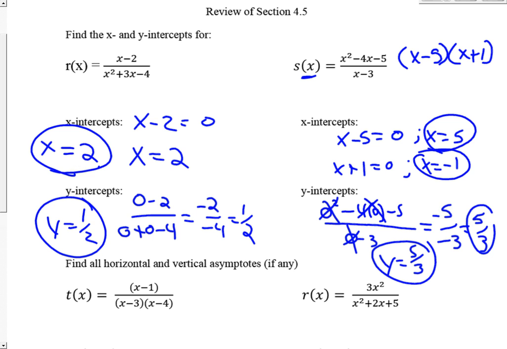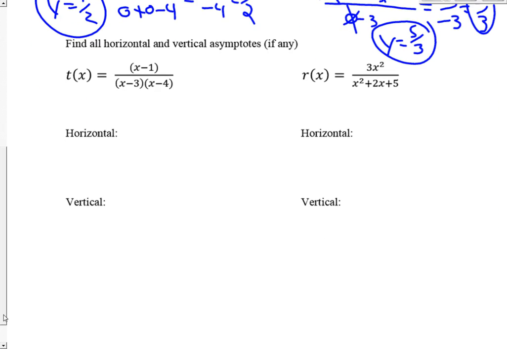All right. Next one down for horizontal and vertical asymptotes. So for horizontal asymptotes, what do we do? Horizontal, we look at the degree, exactly. So what is the degree on the numerator here? 1. So the degree here is 1. What's the degree on the bottom? 2. We have to take the exponent on both factors and add them together. So the degree is 2.